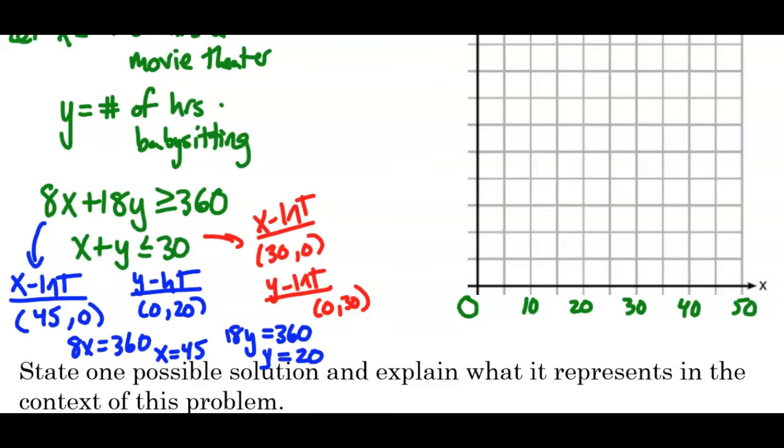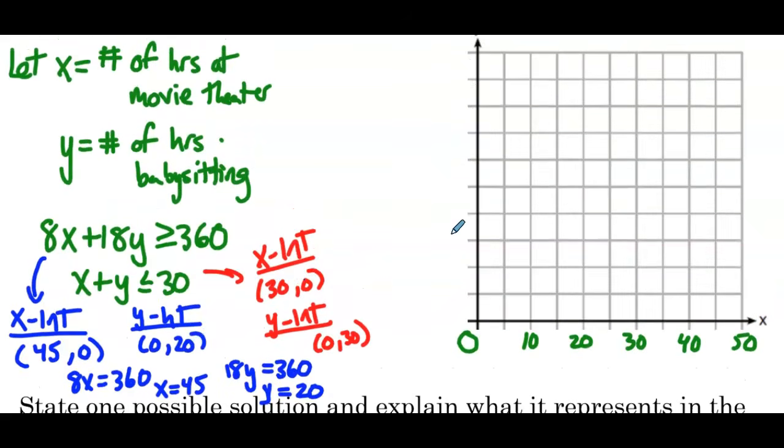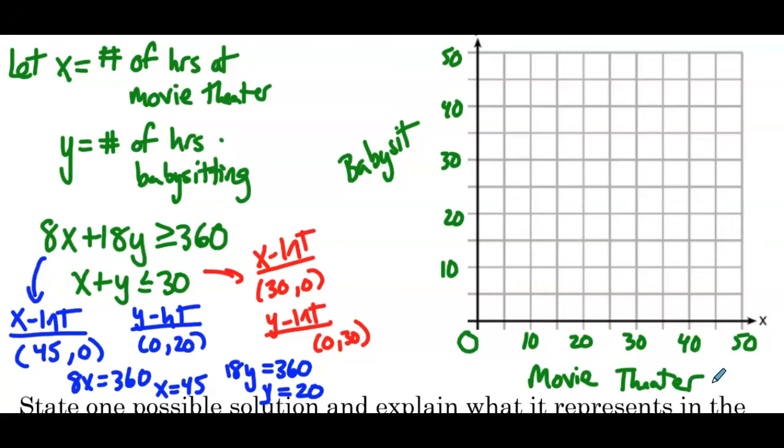And we can repeat the same scaling. That will fit both 20 and 30 nicely on the y-axis: 10, 20, 30, 40, and 50. So the y-axis we'll just label as babysit, and the x-axis we'll label as movie theater. So now we can graph our 2 inequalities. So the first one, 45, 0 is the x-intercept, 0, 20 is the y-intercept. Connecting the 2 points and shading our solution set.